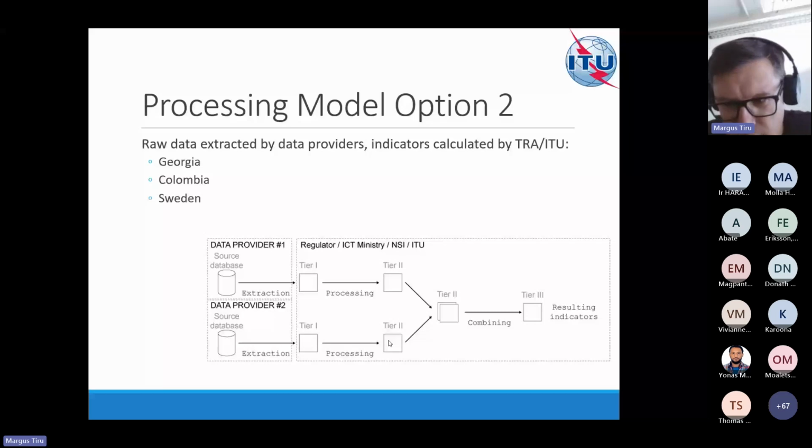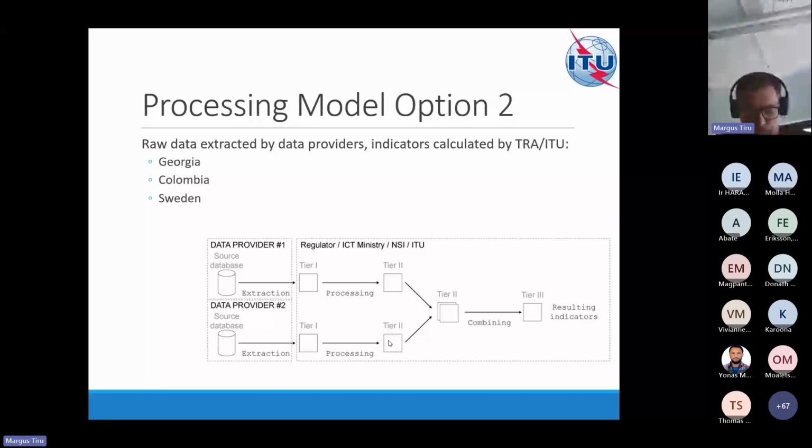And the processing of the microdata then took place outside of the mobile network operators. This allowed for much better flexibility in processing the data, in tweaking the methodology, and in the end, combining the data. But obviously, this case only works in countries where there is legislation that allows this kind of processing. So both of these models were applied.